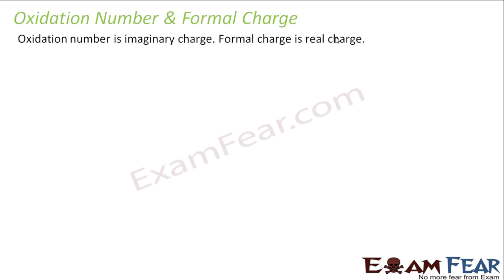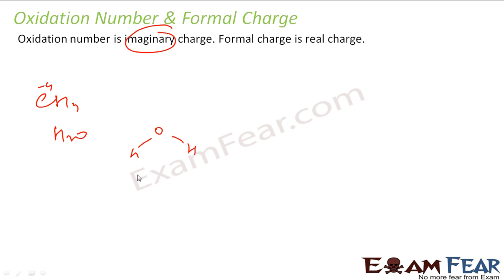There's a difference between oxidation number and the formal charge. Oxidation number is the imaginary charge. For example, I have CH4. The imaginary charge on carbon is -4. I have H2O like this. The imaginary charge on hydrogen is +1, and oxygen is -2.